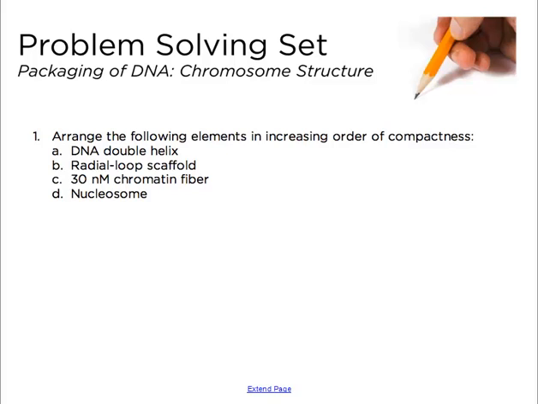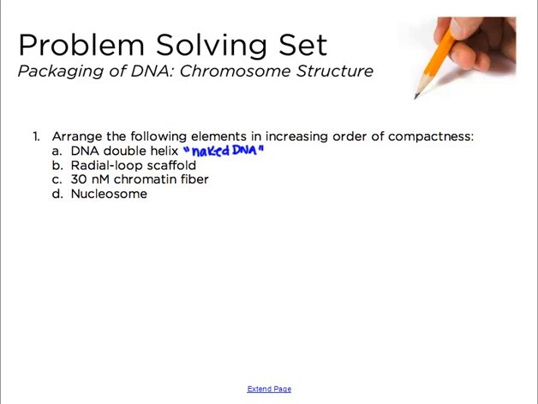Welcome to the problem-solving set on packaging of DNA chromosome structure. This first question asks, arrange the following elements in increasing order of compactness. So when you scroll through the four options, you see that the first, which isn't compact at all, is a DNA double helix, which in other words is naked DNA.